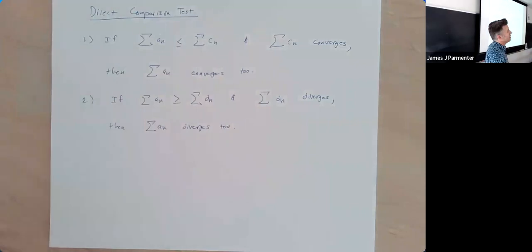Or as I like to say, if you're smaller than something convergent, you're also convergent. If you're bigger than something divergent, you're also divergent. Being smaller than something that diverges is not helpful, and being bigger than something that's convergent is not helpful. It doesn't tell us anything. Maybe you're still convergent, maybe you're still divergent. It's really unclear.